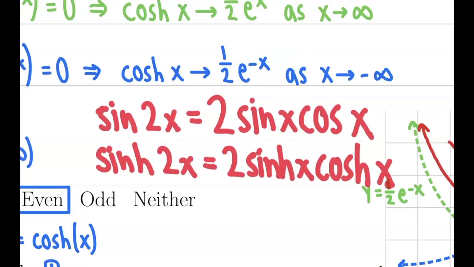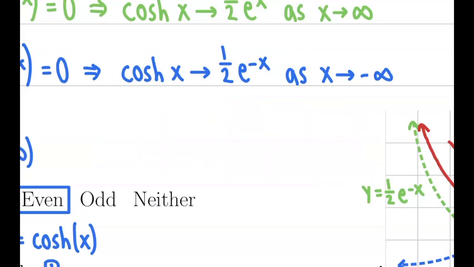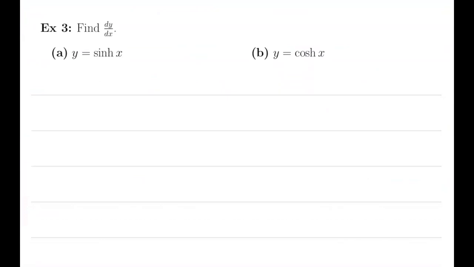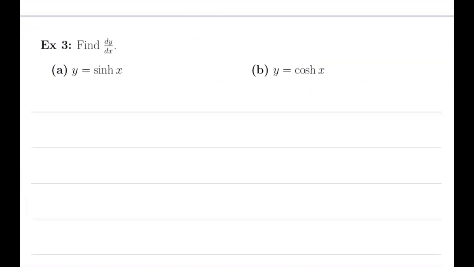So all the identities that you have learned for trigonometric functions are mimicked by the hyperbolic functions, either exactly the same or differing by a plus or a minus. And the same goes with the derivatives. You know how the derivative of sine is cosine? It turns out that the derivative of sinh is cosh. Let me show you why. These derivatives are actually very easy to calculate because it just involves derivatives of e to the x.